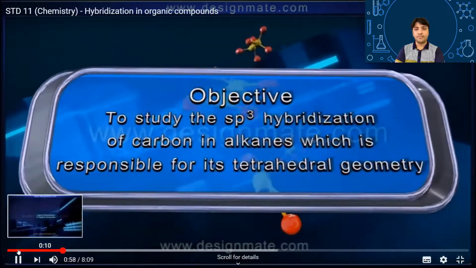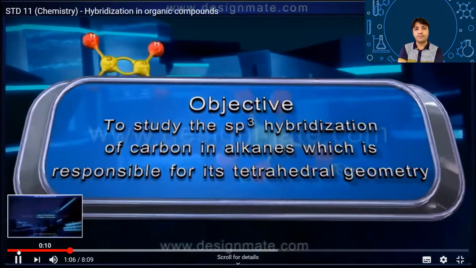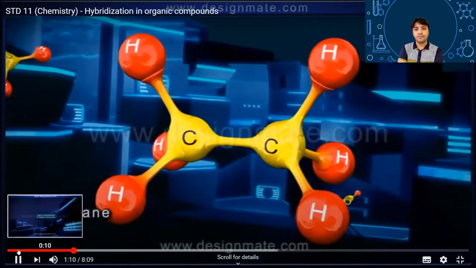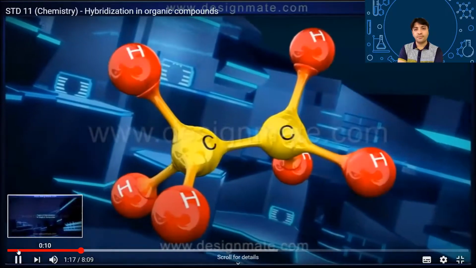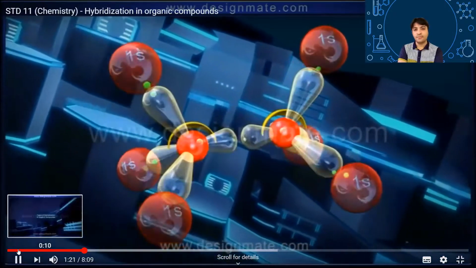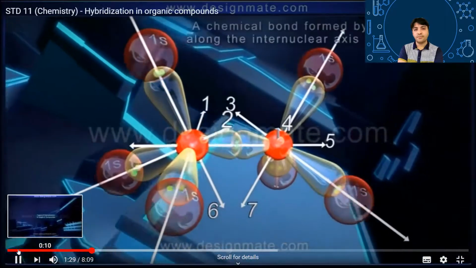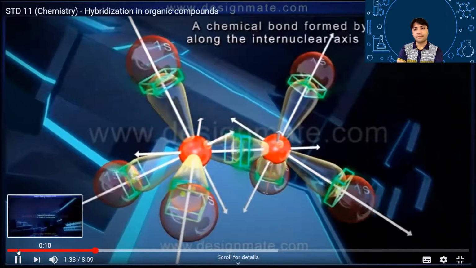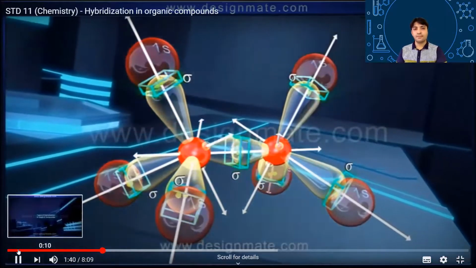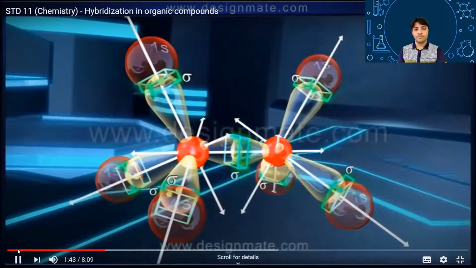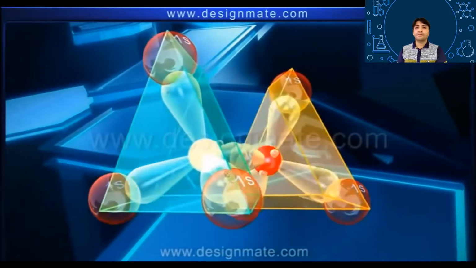In this topic, we will study the sp3 hybridization of carbon in alkanes and how it is responsible for its tetrahedral geometry. We will explain it by taking ethane again as an example. There are two carbon atoms and six hydrogen atoms joined by single bonds in this molecule. The orbital picture of ethane looks like this. We can thus visualize seven internuclear axes between them. A chemical bond formed by orbital overlap along the internuclear axis is a sigma bond. Thus, both the carbon atoms are surrounded by three carbon-hydrogen sigma bonds and one carbon-carbon sigma bond. These bonds are directed along the corners of a regular tetrahedron, and all carbon-hydrogen bonds are of the same bond length.